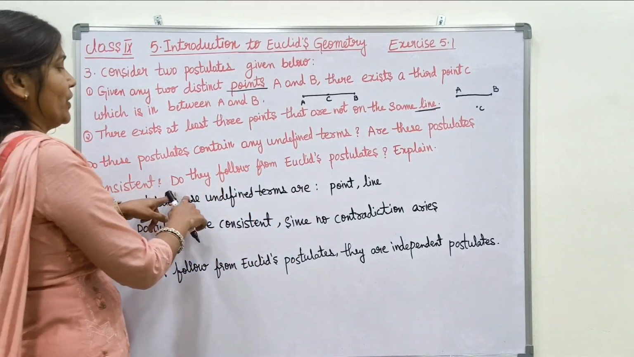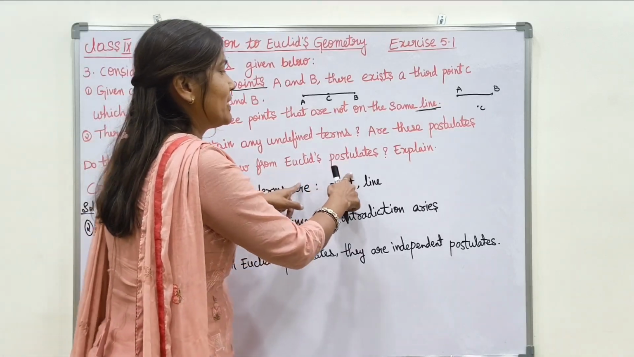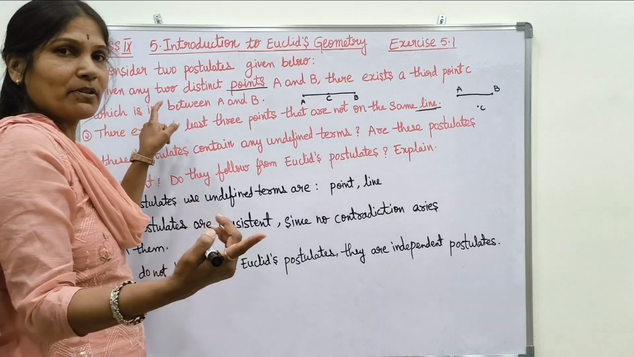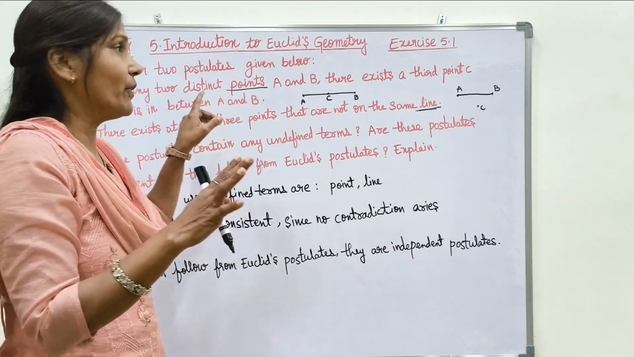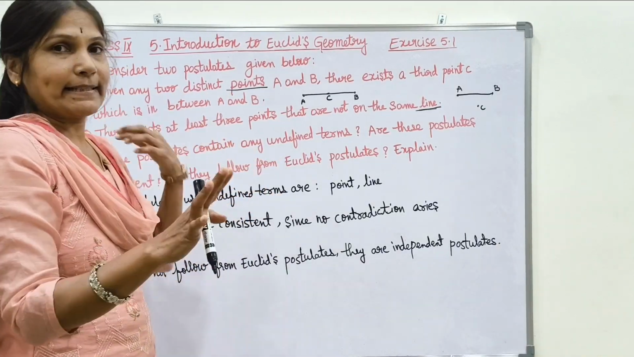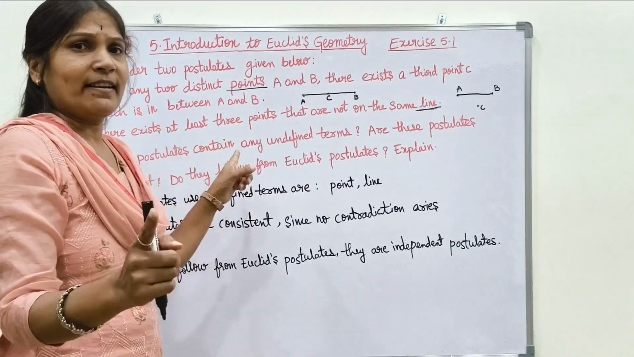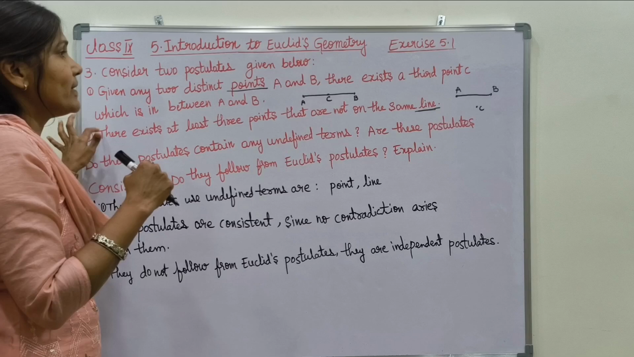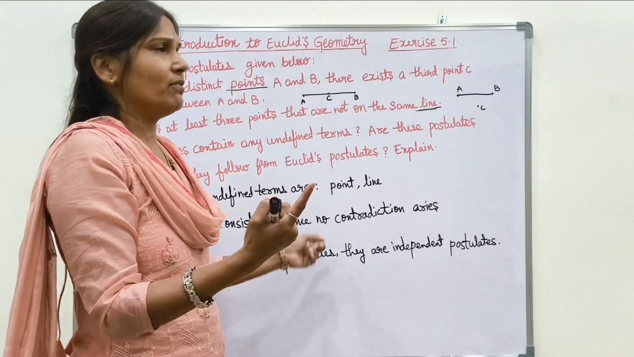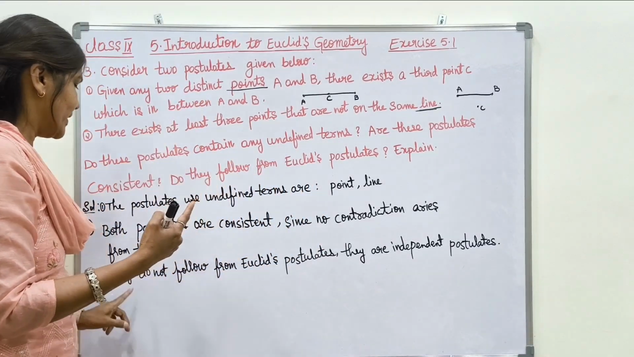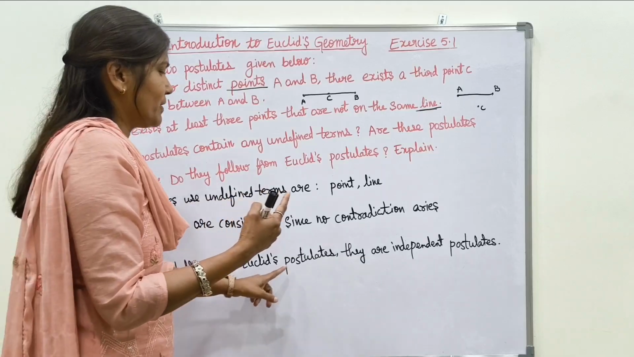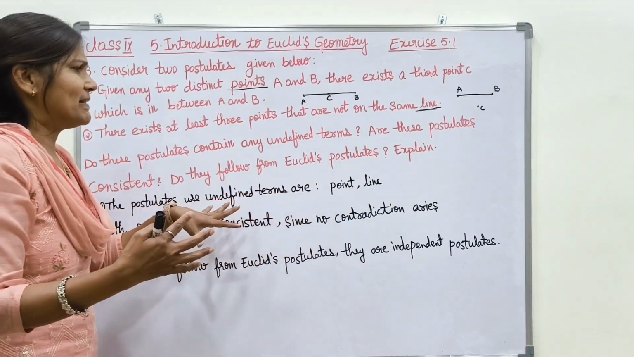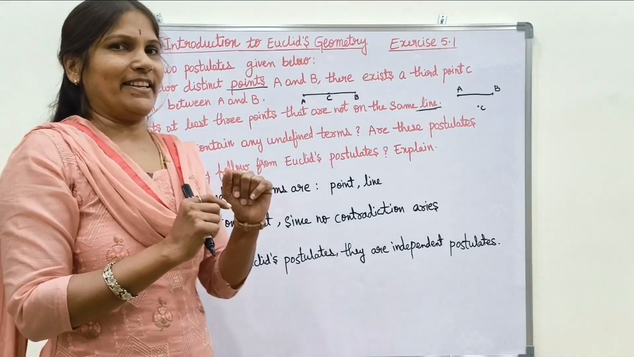Next, the third one. Do they follow from Euclid's postulates? Explain. See, these two postulates are Euclid's postulates. Already we learned in the introduction video, postulates and axioms. If you did not listen, you can see it once again. Okay, do these two postulates follow from Euclid's postulates? No, this is not a Euclid's postulate. So they do not follow from Euclid's postulates. They are independent postulates. This is the answer. Very simple answer. If not understood, you can catch it once again.